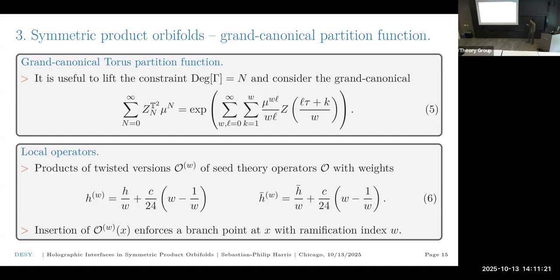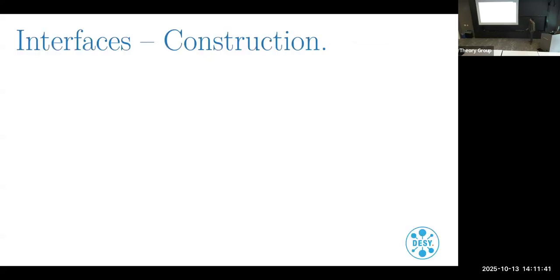Very good. And okay, I was just saying the insertion of this creates this ramification point, and then the other piece of data that was associated to the observables is how it lifts along the covering maps, and the lift of these twisted versions along the covering maps are just the untwisted operators from which they came. Okay. Very good. So with this, we have everything that we need to construct these interfaces.